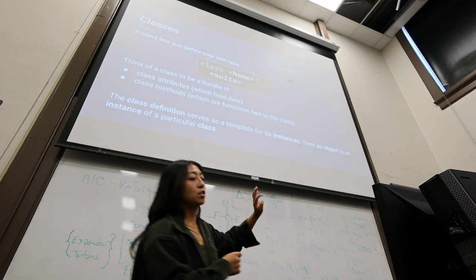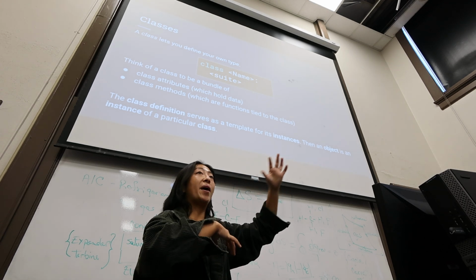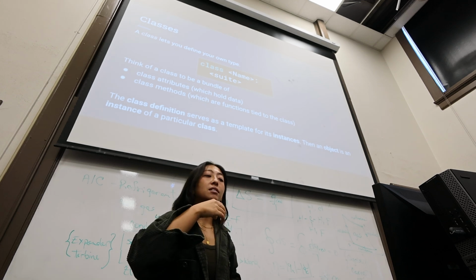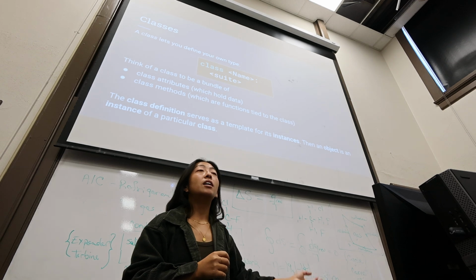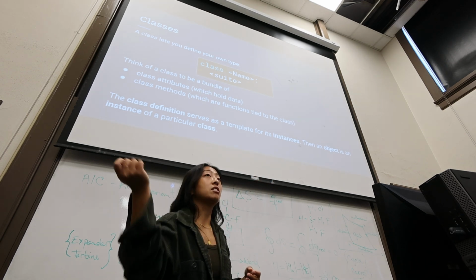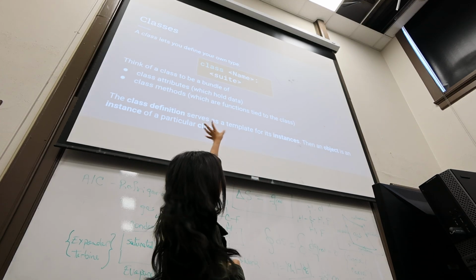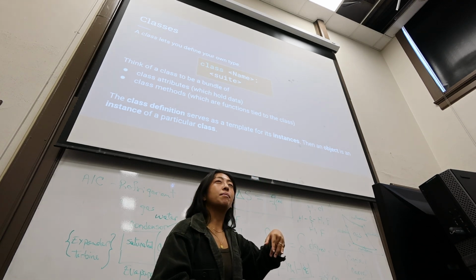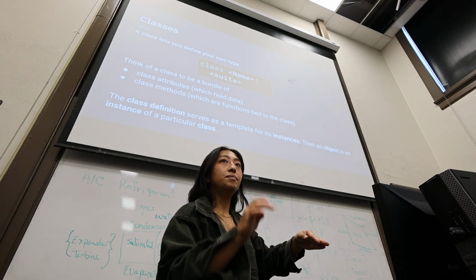So the class definition serves as a template for its instances. It's like a blueprint or cookie cutter way to then create more objects or instances of the class. So an object is an instance of a particular class. You create this blueprint or this template, and then you can create instances of this class by using your class definition. This is kind of like the template of a class definition, but we'll go more into it. Does that make sense? Okay, any questions?